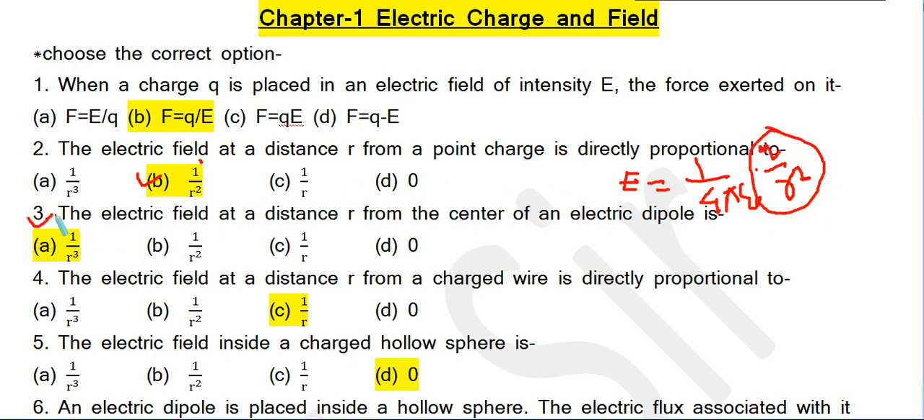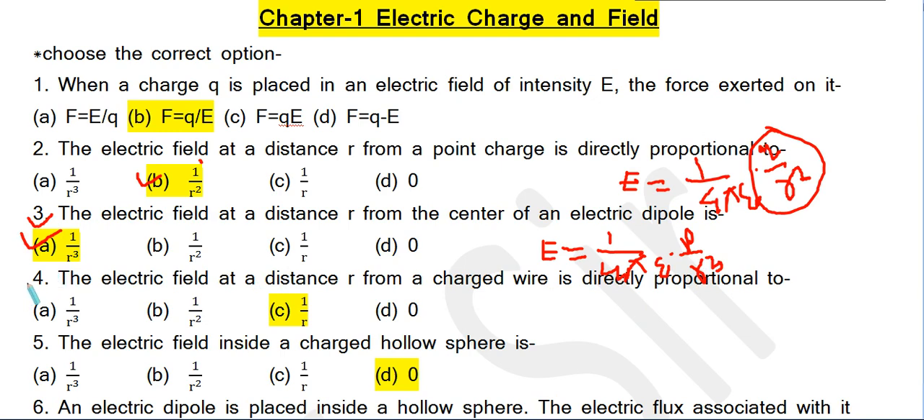Next question, third question. The electric field at a distance r from the center of an electric dipole. The electric field due to an electric dipole at axial or equatorial position is 1 upon 4 pi epsilon naught p upon r square for equatorial and 2p upon r cube for axial position. So the electric field due to a dipole will be 1 upon r cube. This option is correct according to the formula.